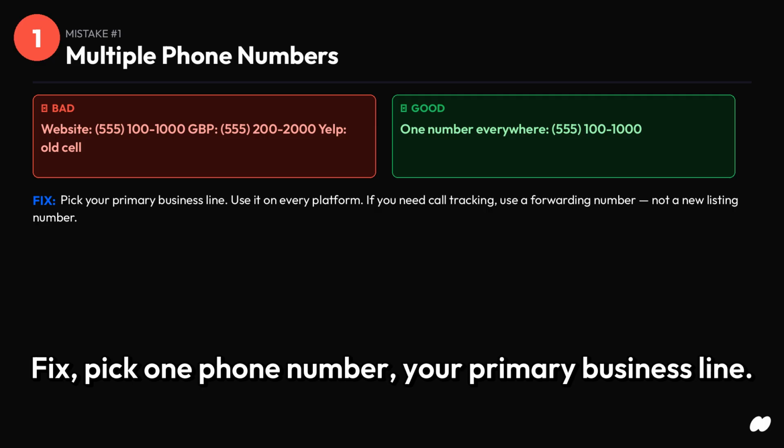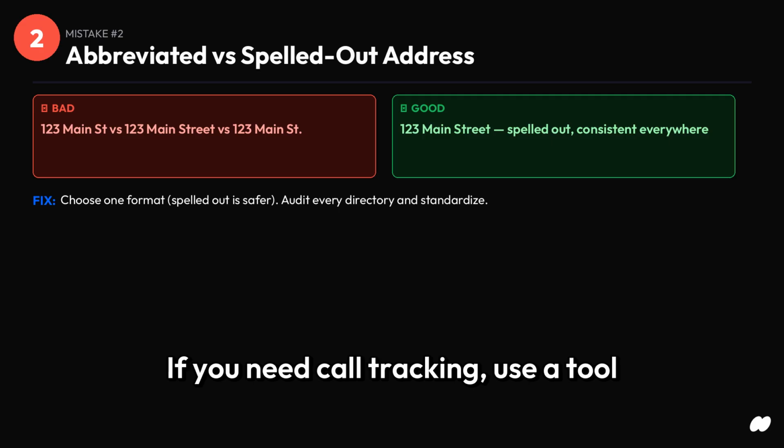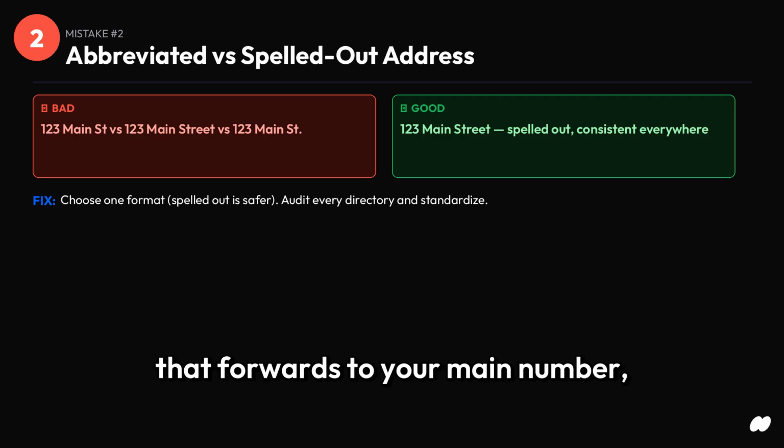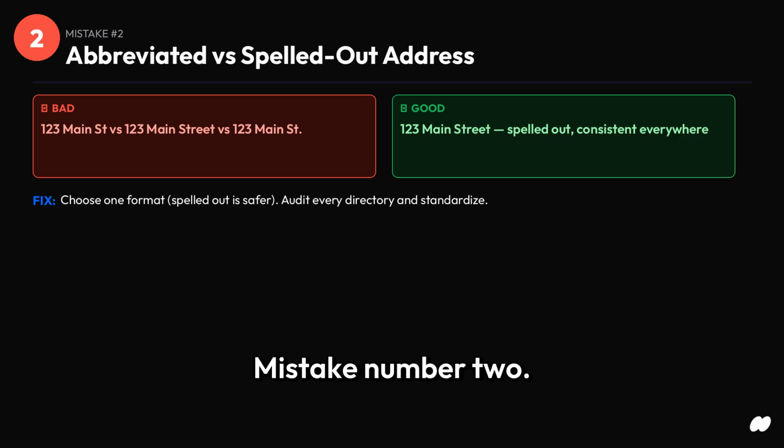Each one creates doubt about which business entity is the real one. Fix. Pick one phone number. Your primary business line. Use it everywhere. If you need call tracking, use a tool that forwards to your main number, not a separate number that lives in your listings.